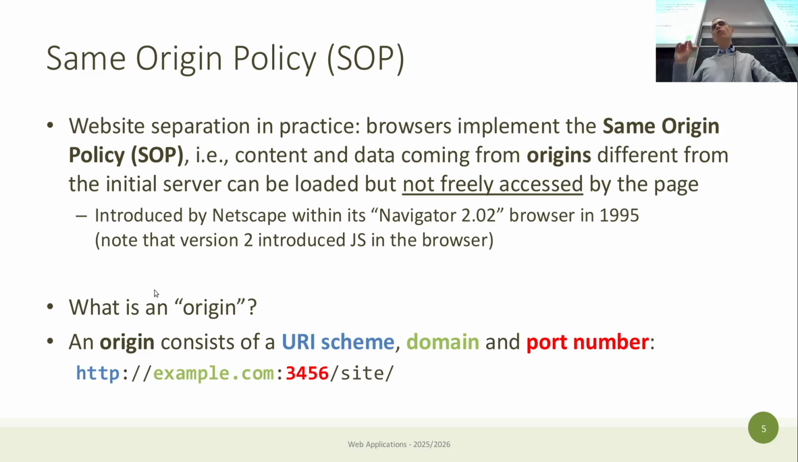Actually, the definition of the origin is this one. The origin consists of the combination of a URI scheme, so let's say the protocol, HTTP or HTTPS, plus the domain name, plus the port number. Okay? It's TCP, so there is a port number that corresponds to the service. There is a default port number for HTTP and a default port number for HTTPS, or if you specify it explicitly, that's the port. Note that the path, the part on the right, is not included. Okay, so the origin is just the colored part.